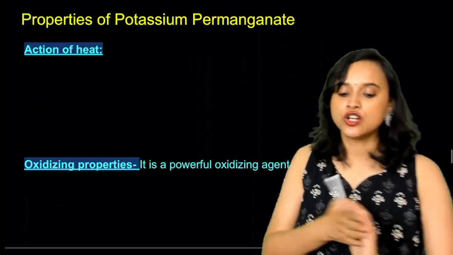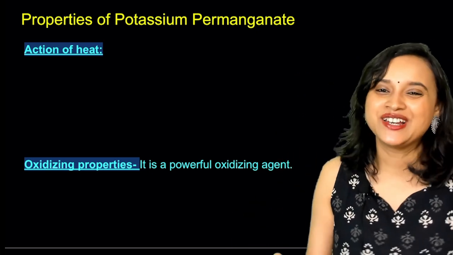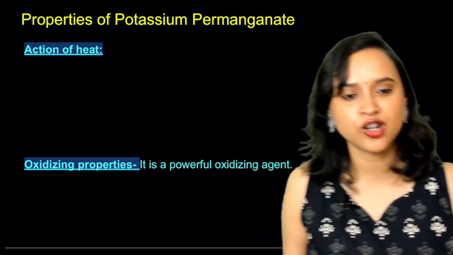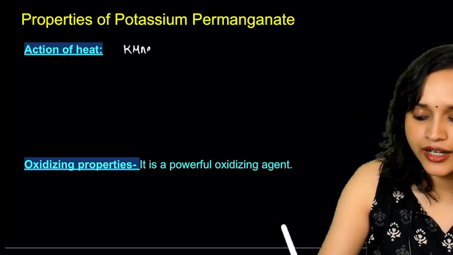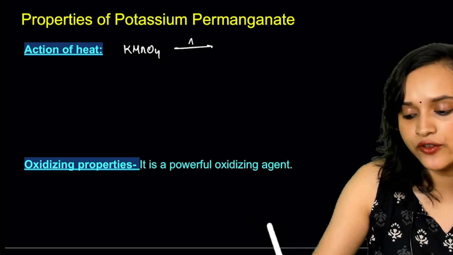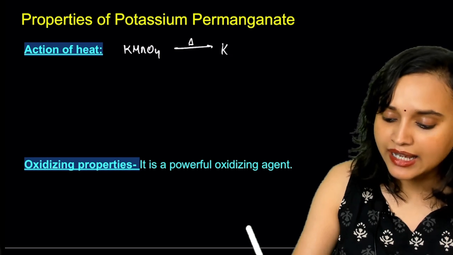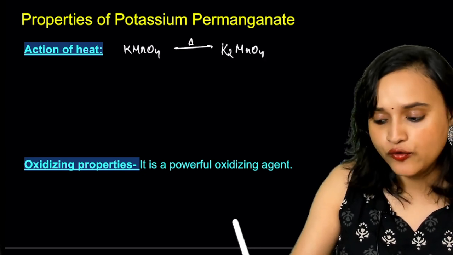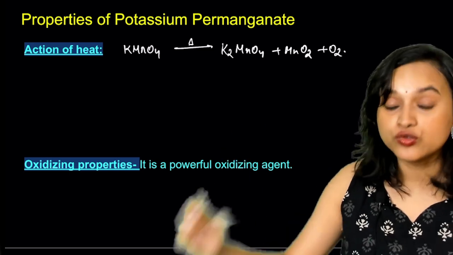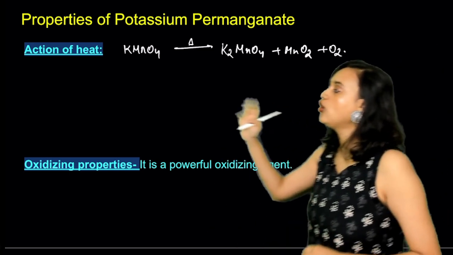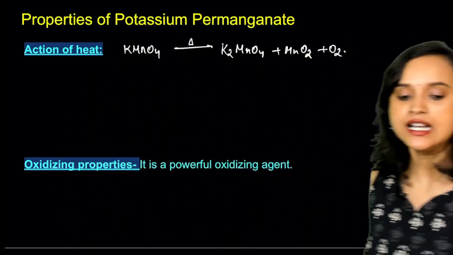Similar to potassium dichromate, we also have to take a look at the action of heat. Let's find out what happens. Of course, this will also go for thermal decomposition. If you take KMnO4 and heat it, you are going to get potassium manganate, that is K2MnO4, plus MnO2, and O2. That means if you heat it, you get all the things from which it is made up of.